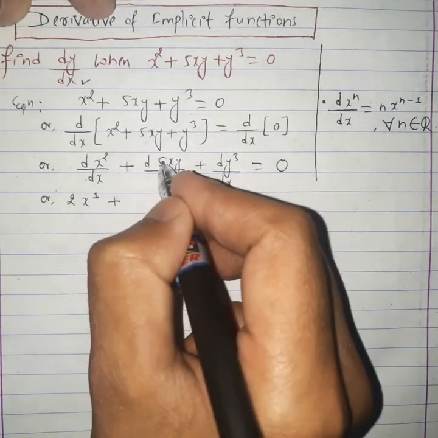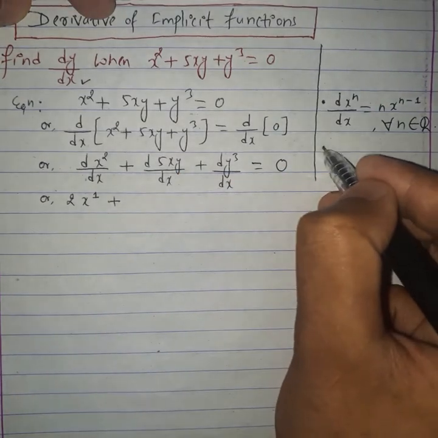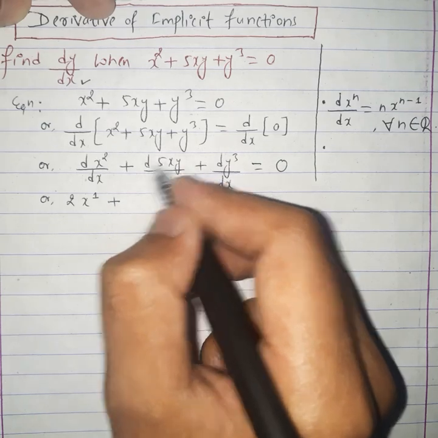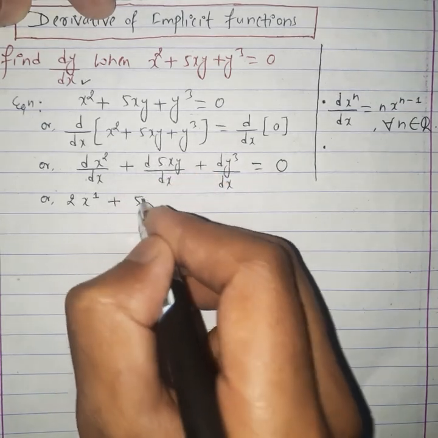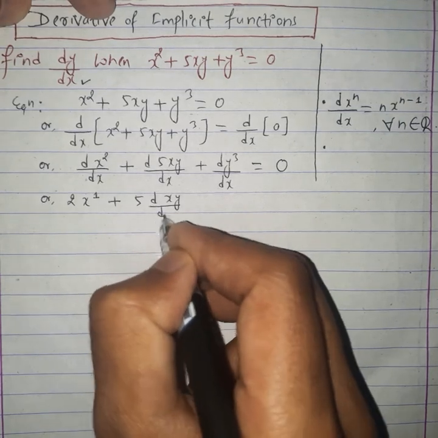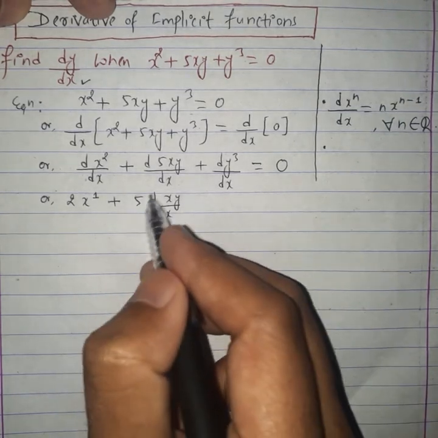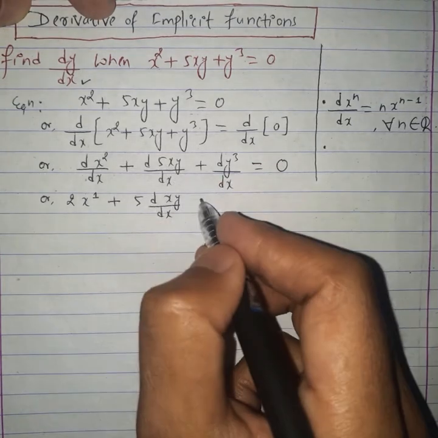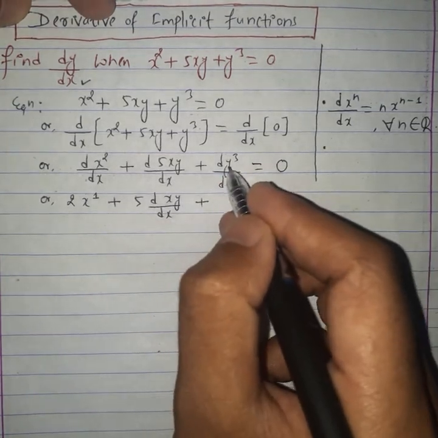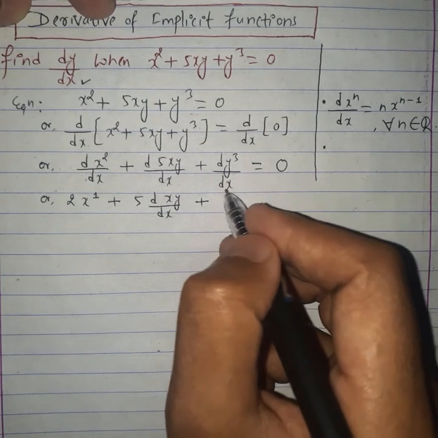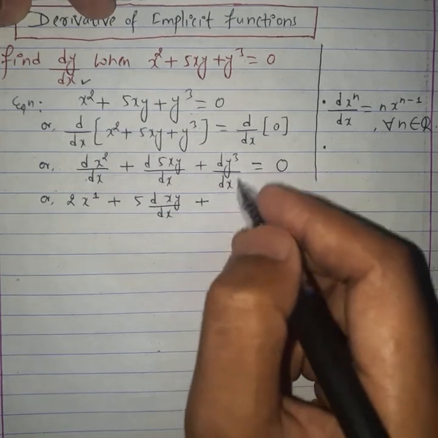Plus here we can use the coefficient rule. According to the coefficient rule, this coefficient 5 can be taken in the front. So 5 d(xy) with respect to x. Here we just take the coefficient rule, plus the derivative of y cube with respect to x can be simplified.